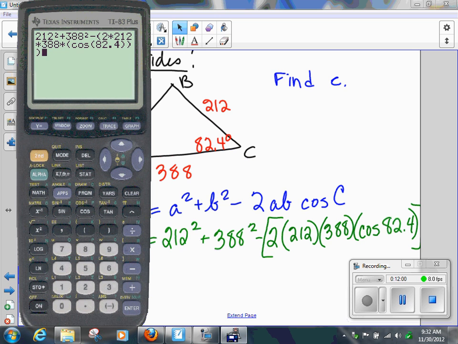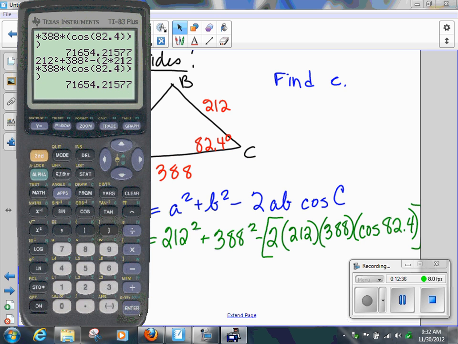Okay? It is a huge number. But watch. Okay. Then let's try it again. See, this is why I write everything down. 212 squared, but I'm multiplying it. It doesn't matter. Minus the parentheses. 2 times 212 times 388 times cosine of 82.4. Close it. Close cosine. Close the second half. Got to get the same thing. Means y'all ain't doing something right.